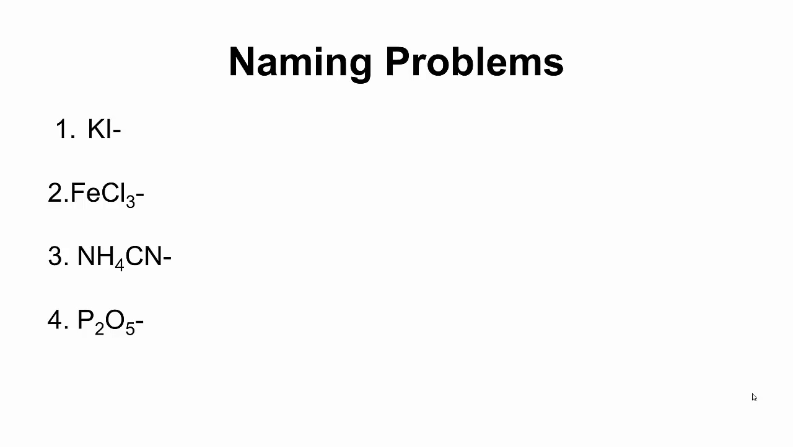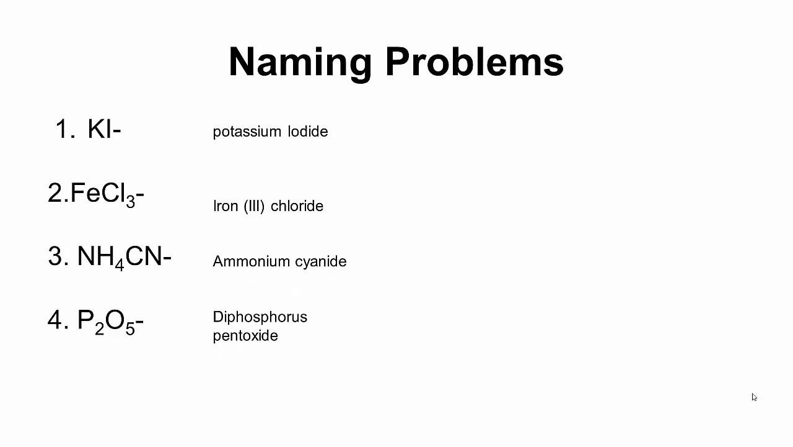Okay, so now that you guys paused the video and tried these problems, we're going to go through the answers. The first compound is probably the easiest answer. It's just going to be potassium iodide. Potassium is a metal, but it only has one oxidation state, so you can keep its name as is. And the second element in the compound is iodine, and you're just going to change that to iodide.